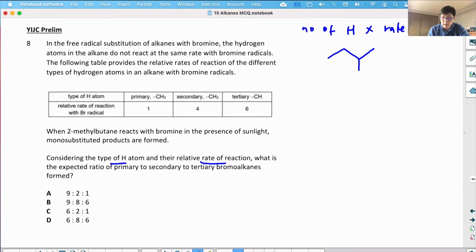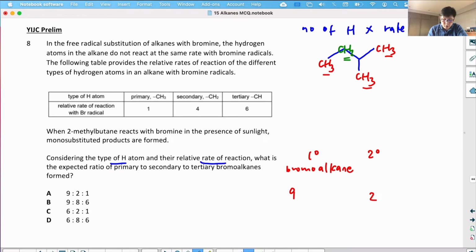For primary, it could be any of the H's here, here, or here. These hydrogens are the primary hydrogens. Once I replace the primary hydrogen with a Br, it becomes a primary bromoalkane. So there are actually 9 possible hydrogens. For secondary, it's over here. Secondary is this one, 2 only. So it's 2.